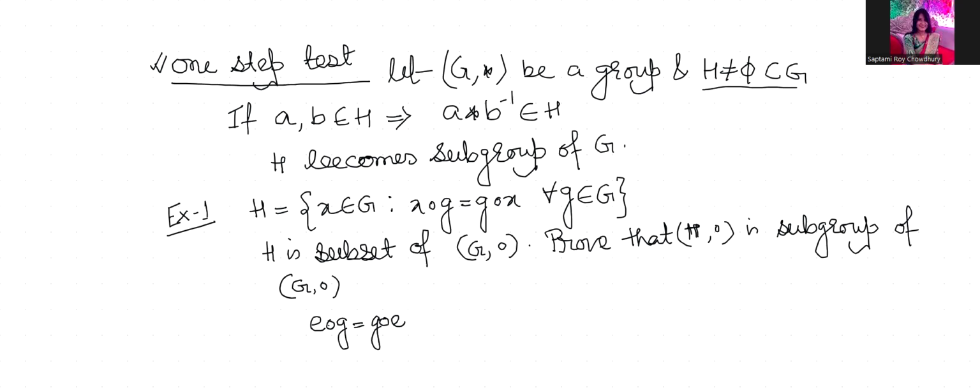So how will we proceed? Since e circle g equals g circle e, then e belongs to H. That means X is here our e. So e belongs to H. So what we have proved is that H is a non-empty subset of G. So the first condition is satisfied, that is, H is a non-empty subset of G. Next we will proceed.